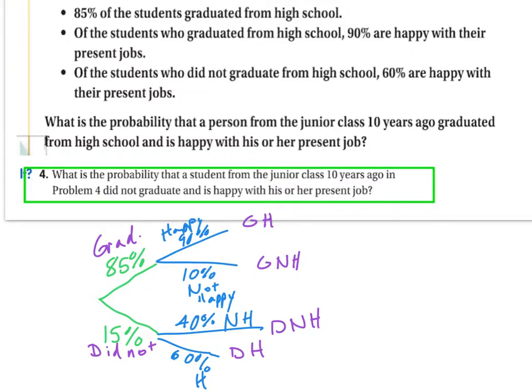So the probability that they graduated and they were happy. What we have here is actually happy given that they graduated. This is not happy given that they graduated, and so on. So in terms of our formula, we're trying to find the probability that they graduated and they're happy.